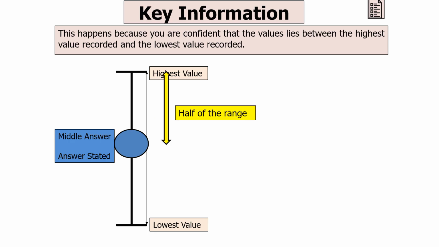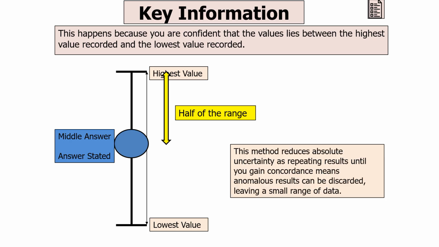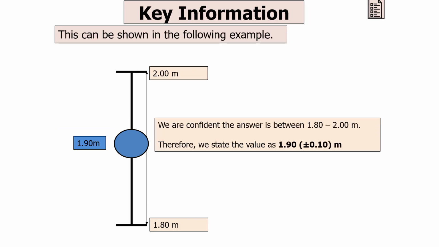As we said before, if you find half of the range, this method will actually reduce absolute uncertainty, because repeating results until you gain concordance means that the anomalous results can be discarded, so you would leave a smaller range of data to take your absolute uncertainty from. Like we said before, in this particular example, we are confident that the answer lies between 2 meters as the highest possible value and 1.80 meters as its lowest value. So we can therefore state the value as 1.90 plus or minus 0.1 meters.